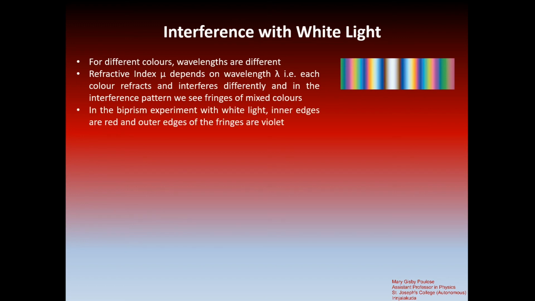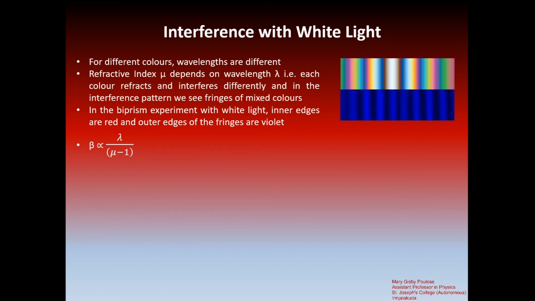Here in this biprism experiment with white light, you should take notice of this pattern. Here we have the central bright fringe, which is white in color. And on the first fringe on both sides, we have an inner red edge and an outer violet edge. We have a relation for fringe width and wavelength: fringe width beta is directly proportional to wavelength lambda.